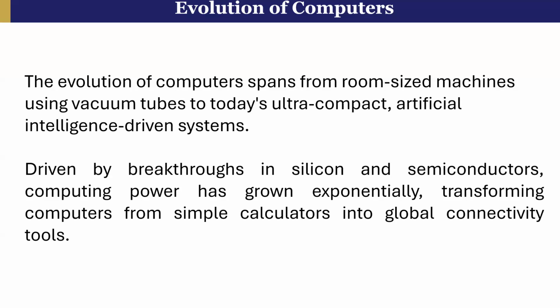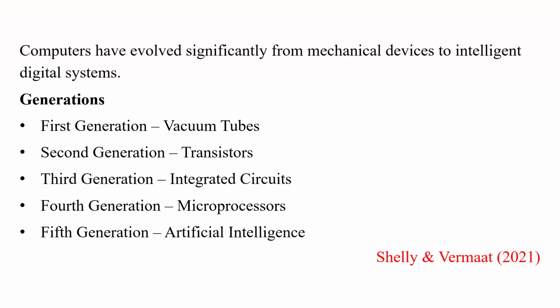So we've gone through a lot of breakthroughs from silicon and semiconductors, and computing power has grown. Now we are looking at computers performing more than calculations, into global connectivity with the power of the internet. So there's a history. Evolution means the history, the various steps and stages that computers have gone through. It has evolved from mechanical devices into intelligent digital systems.